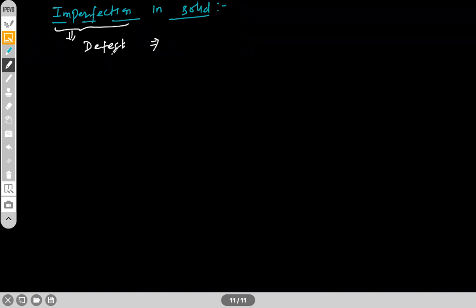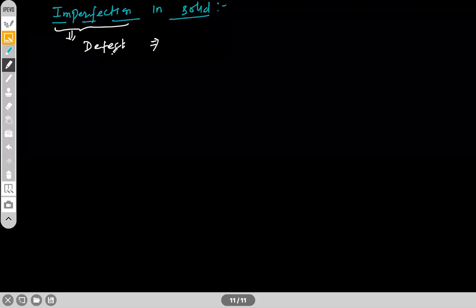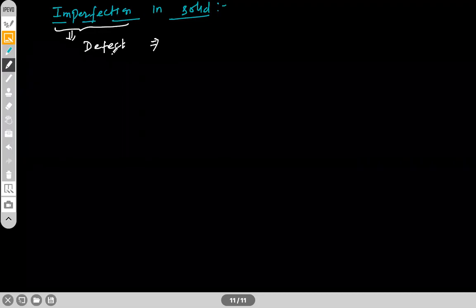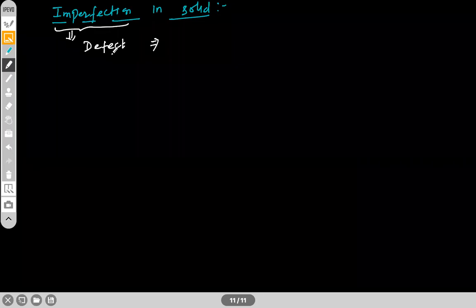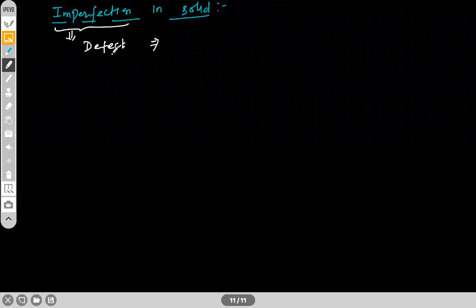The imperfection or defect is the departure from the perfectly ordered arrangement of the constituent particles in the crystal.